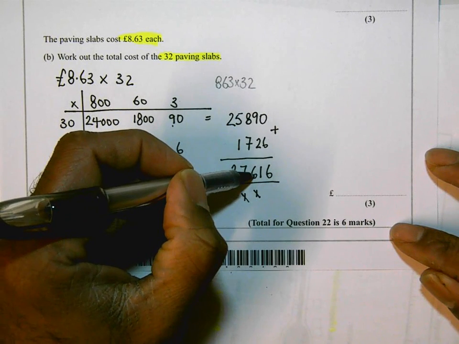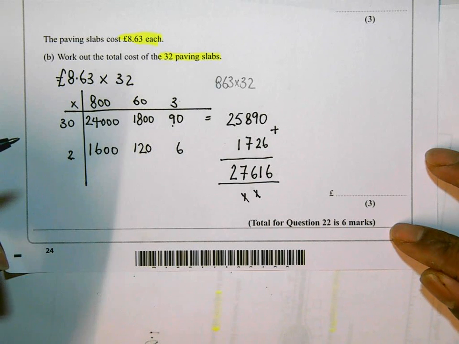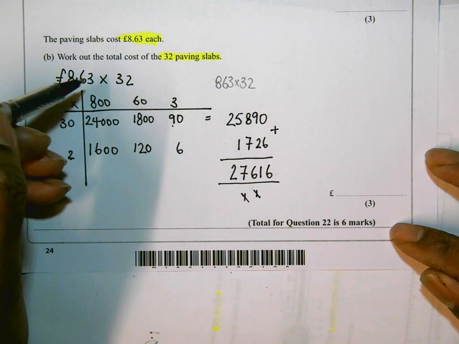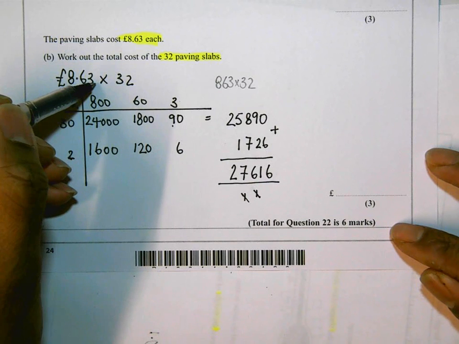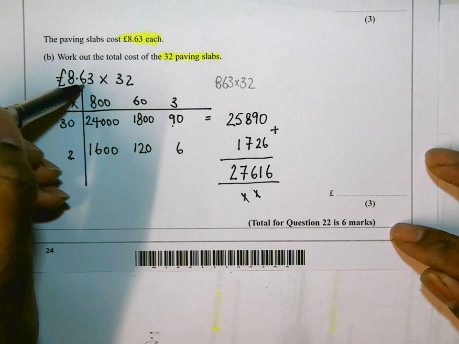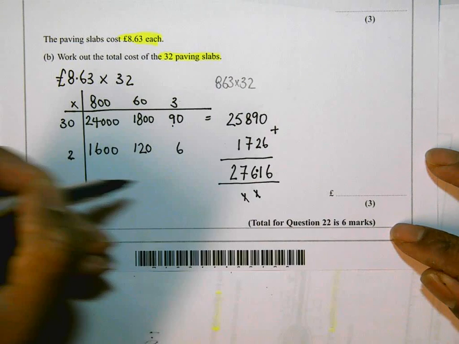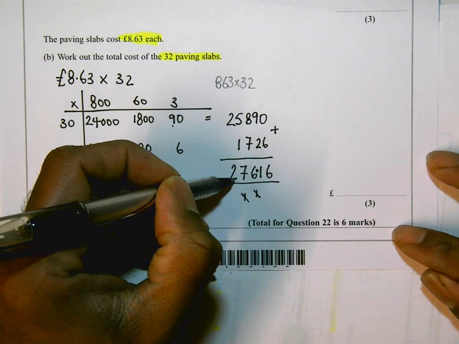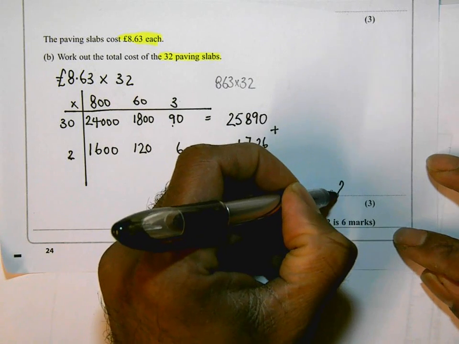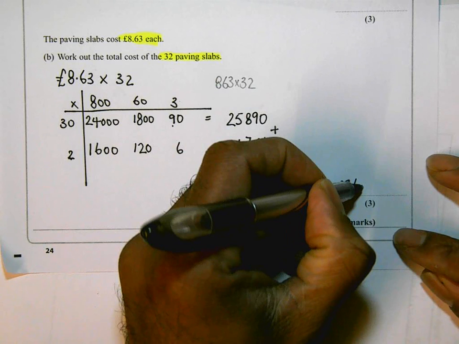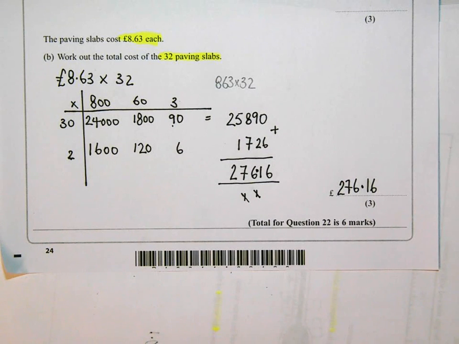However, remember this, right? When I was doing this question, it was £8.63. There's 2 decimal places in here, no decimal places in there, so I need to put that decimal point back 2 places in here. So that's £276.16. So there's a lot of stuff in that question. Just need to take your time, and it's a long multiplication using the box method. So there you go. A lot of marks in here, 6 marks altogether in this whole question. Take your time and you'll get the marks.